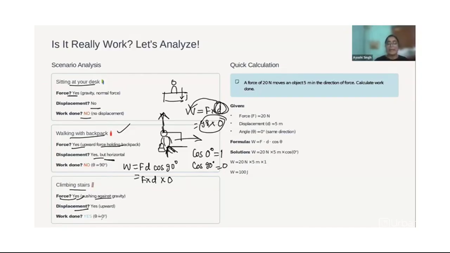Displacement, yes, it is there. So work done would be, the angle is 0, right? You are going upward and the force is also applied upwards. So you will say that here the work done is there. Now let's do a little bit of calculation here.